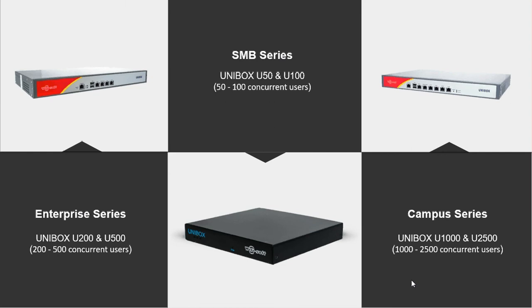So we have three different models: U1000, U2500, and finally U5000. The campus series is again a rack mount device, and it also comes with a fiber port for connecting to your fiber network. So the campus series are typically deployed for large campuses or large venues such as airports, universities, public Wi-Fi, large shopping malls, and so on.